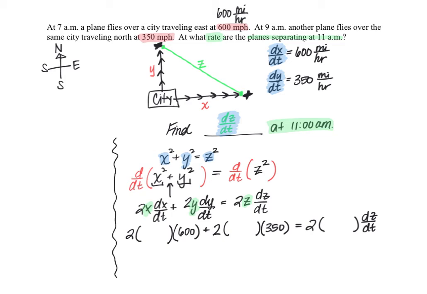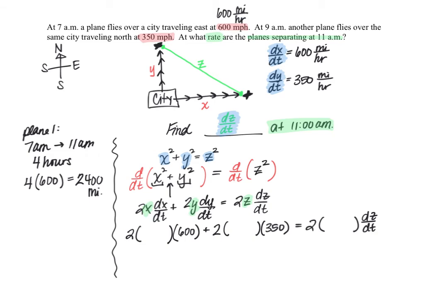So I'm going to come off to the side here a little bit and think about what's happening at 11 a.m. So let's look at plane one. Plane one, it said, was flying over the city, traveling east at 7 a.m. So if it's going to travel from 7 a.m. to 11 a.m., that's going to be a total time of 4 hours. Plane one travels for 4 hours. So we know it's traveling for 4 hours and it's traveling at a rate of 600 miles an hour. Therefore, at 11 a.m., we can be confident that it has traveled a total distance of 2,400 miles.